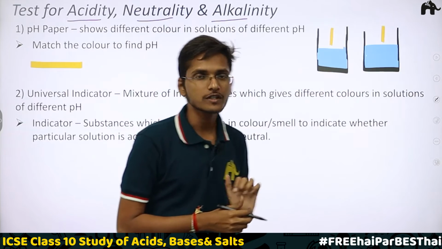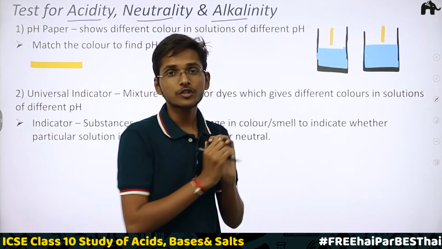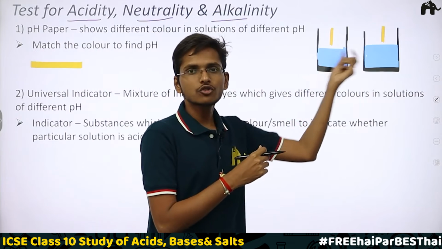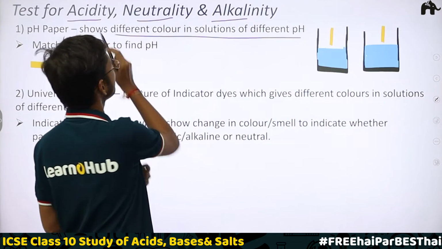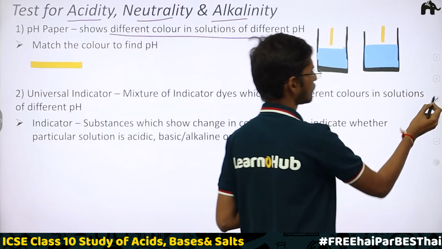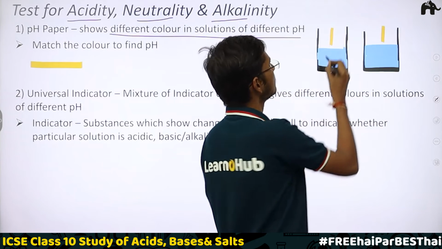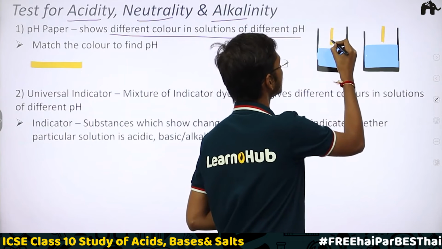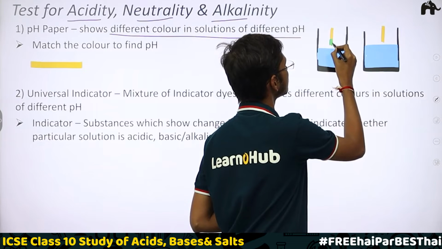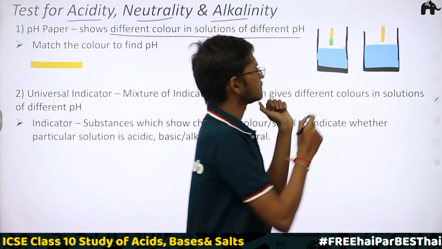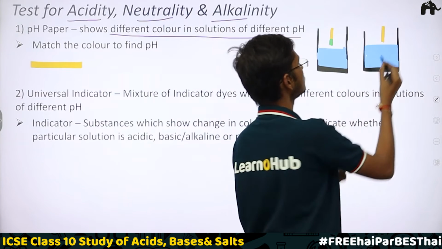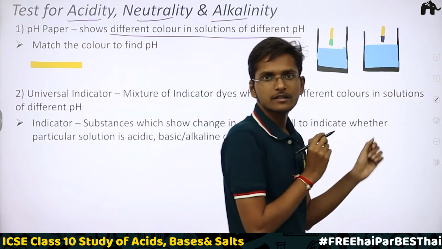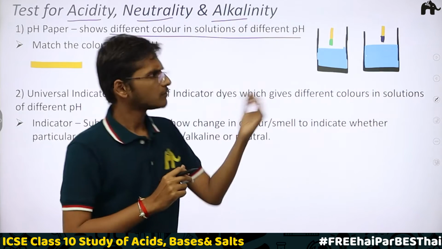Suppose I have these 2 solutions. Now I am going to insert these 2 pH papers in these solutions. The pH paper shows different colors when we dip it into solutions having different pH. Suppose I have dipped this pH paper and taken it out. Whatever portion was dipped, I found this green color. In the same way, I dipped this pH paper in this solution, which has a different pH, and the dipped portion of the paper got this dark bluish color.